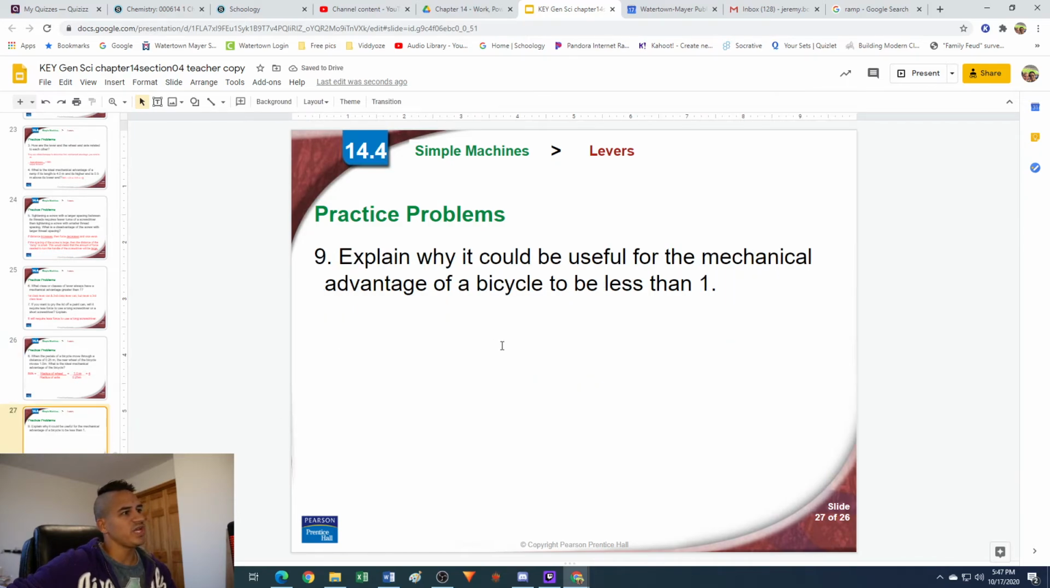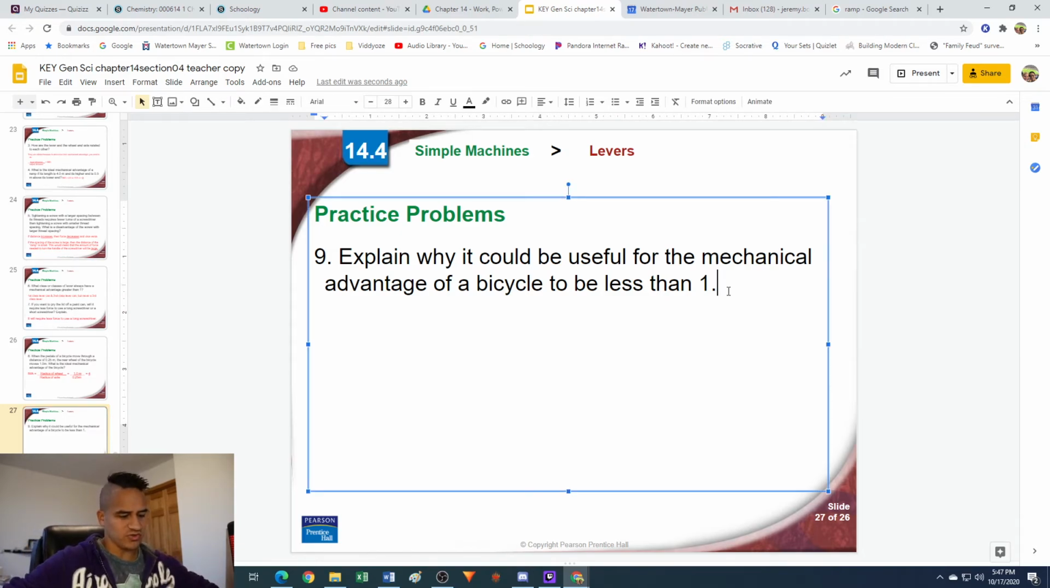All right, last question. Explain why it could be useful for the mechanical advantage of a bicycle to be less than 1. This question is basically saying, why would it be useful to have a bicycle that, instead of making it easier to pedal, makes you use more force to pedal? If you're pedaling a bicycle, it's usually not that hard to get your bike moving. However, you can certainly put your bicycle in a higher gear, which will make it more difficult to pedal. If you ever put your bicycle in gear 10 or something, it's really hard to pedal. You've got to really use some leg muscles.